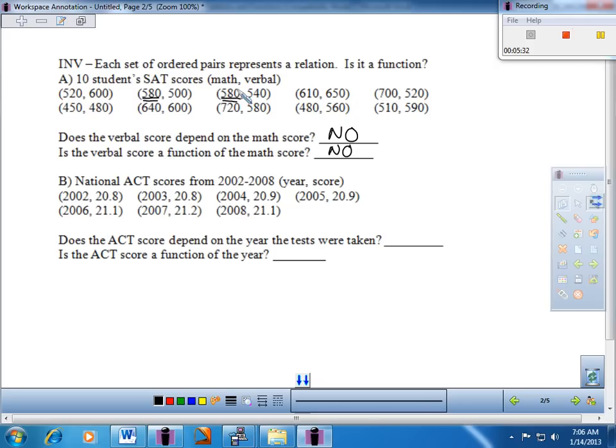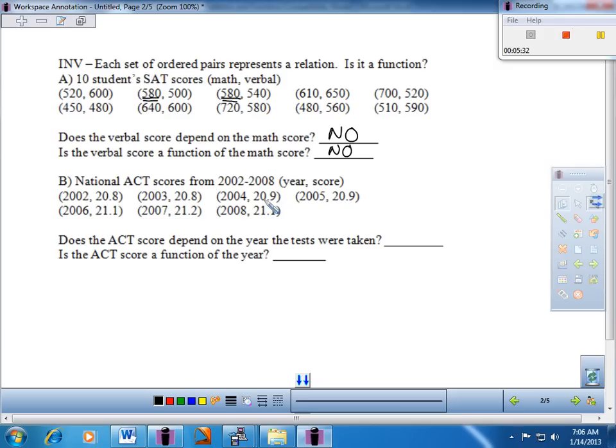Now letter B. National ACT scores from 2002 to 2008. And so I have a relation between the year and the national score. In 2002, the national score was 20.8. In 2003, the national score was 20.8, et cetera, et cetera. Each year produced a national score. So does the ACT score depend on the year the tests were taken?